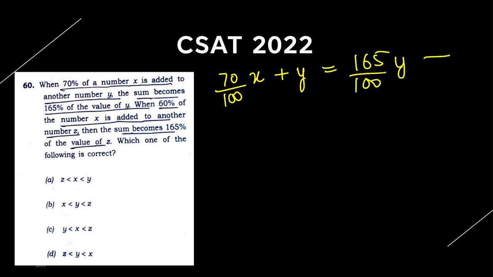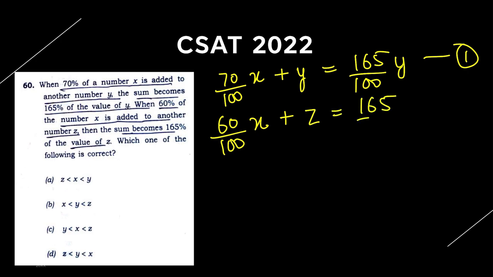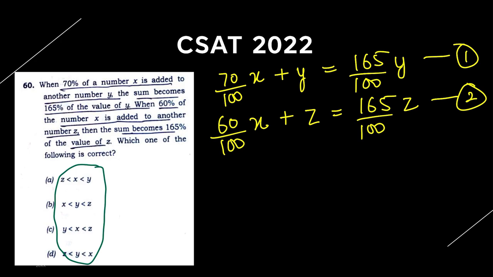This is the first statement. The second statement is, when 60% of number x is added to another number z, the sum becomes 165% of z. I hope this is clear. So 70% of x is added to y, then the sum becomes 165% of y. Then 60% of x is added to another number z, then the sum becomes 165% of z. Now tell me which of these relationships holds, which option is correct.